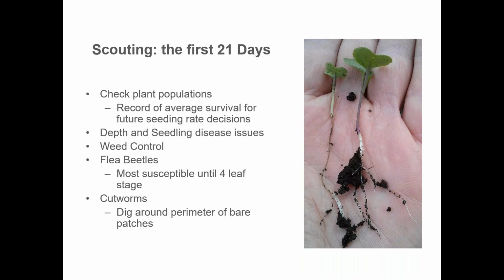Lastly is checking plant populations. We recommend that you do a final plant count after 3 weeks, and this is a really great way to inform seeding decisions in the future. If you have no idea what your survival is from field to field or one year to the next, it's hard to inform your seeding rate decisions in the future. So start taking some record of this. If you haven't done it before, this is a good year to start. Go out and take some plant counts.